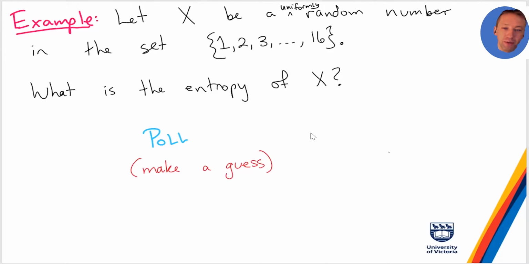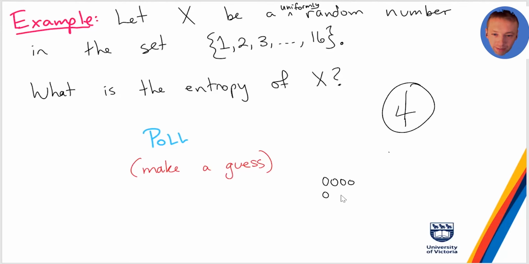Okay, so the answer should be 4. Kudos to whoever got 4. The numbers 1 to 16 I can think of as being associated to binary sequences of length 4, right? Because there are 16 of them.